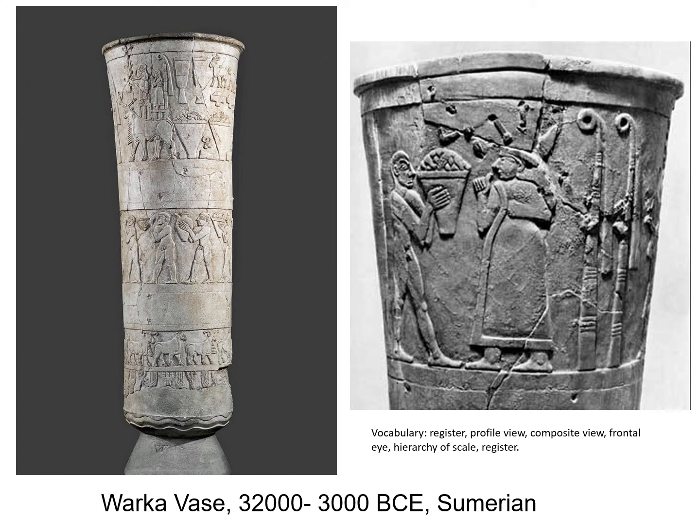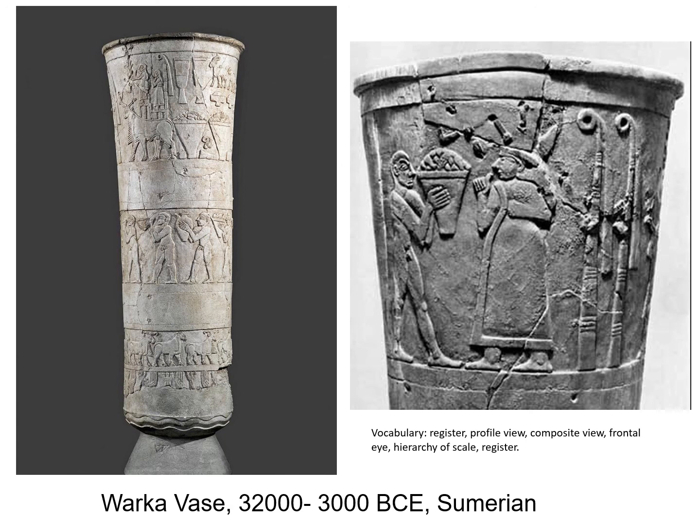So let's talk a bit about vocabulary in this work of art. First of all, do you see how the designs are separated into sections? Each section seems to have a line that the figures walk on. That is called a register. The line that the figures walk on is called a ground line.